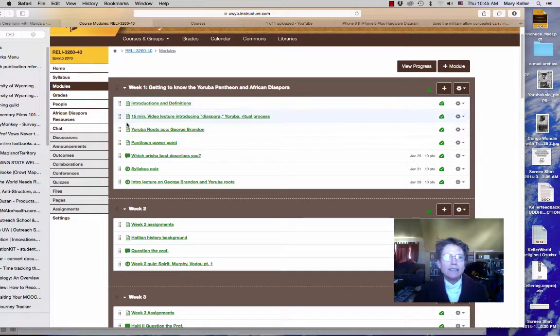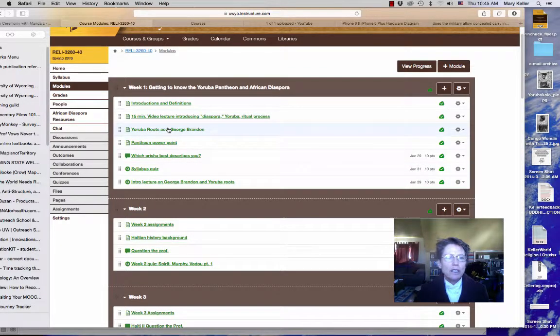This little icon says it's a content page. I've put content onto the web. This little dialog bubble means that it's a discussion thread. And that's where you're going to earn your discussion points. The little Q in a circle means it's a quiz. And in Module 1, we have not only the simple syllabus quiz, but we also have the intro lecture on George Brandon and Yoruba Roots quiz. So there's your 30 points, 10, 20, 30 possible this week.